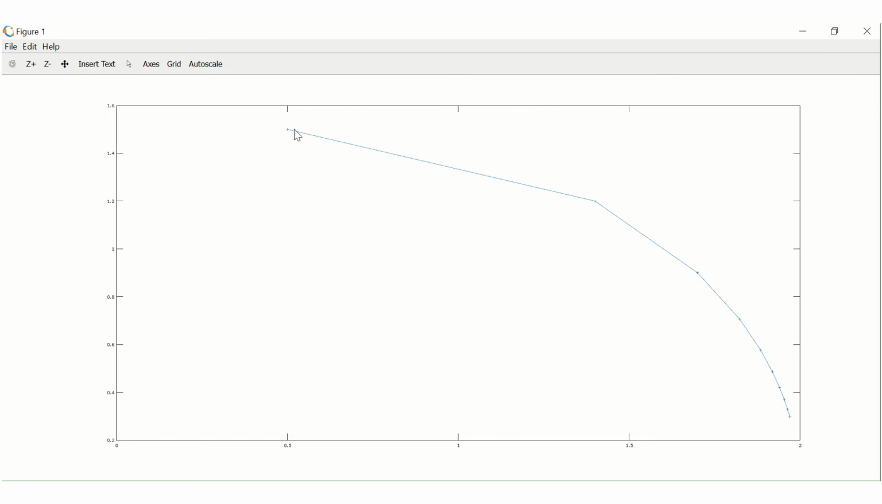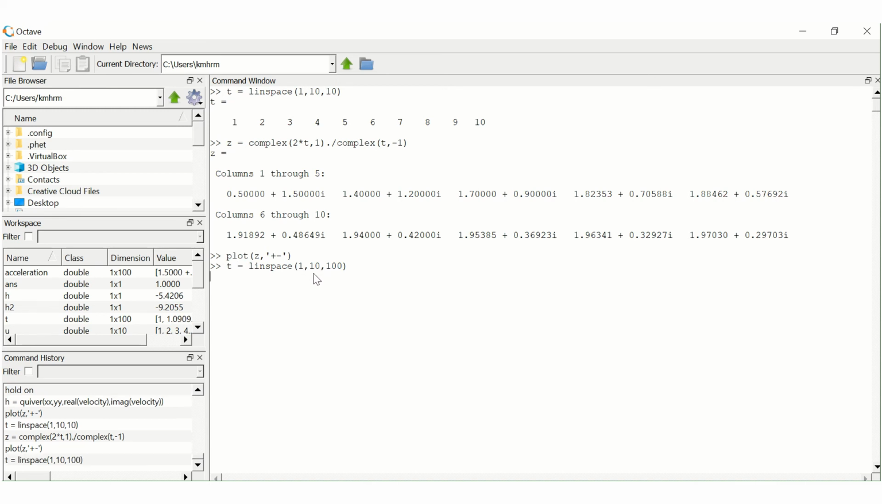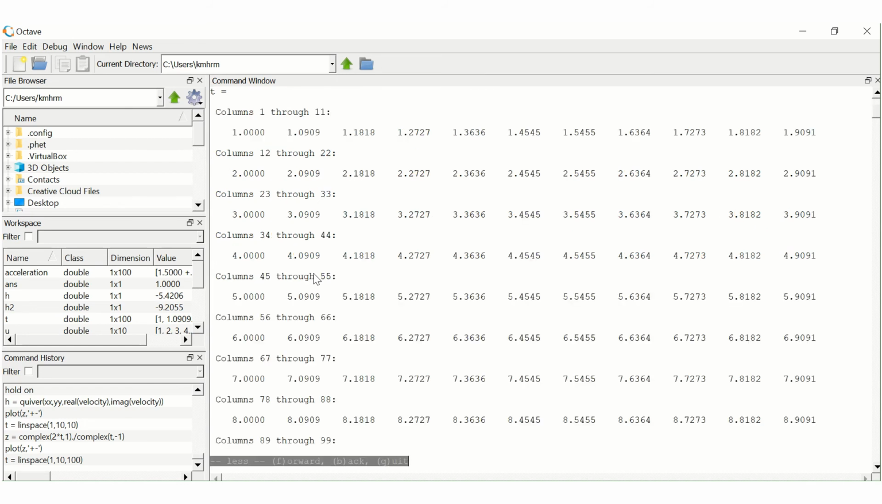Right, so I just want to show you the importance of this: if you are really into making plots, or you are doing some analysis, it is very important to have a small increment in t. Let's say now I change t again from 1 to 10, but then I have 100 data points in between these numbers. So this is going to be a big set of data, not that huge, but hundreds of columns. Then I'm going to calculate the z number now, using the same expression: complex 2t, 1, divided by complex t, minus 1.